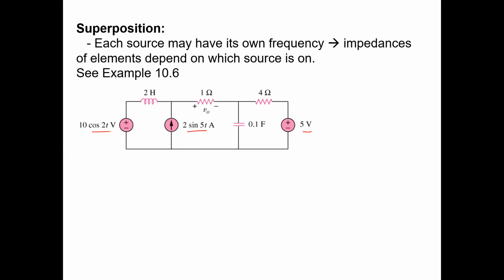And when the frequencies are all different, that means we have a different omega for this source versus this one. This could be omega 1, omega 2, and this is an omega 3 really, which is 0. And that affects the impedance of all these devices, right? So this is J omega L, but it's J omega 1 L for the response to this sinusoid. The response to this sinusoid is going to be J omega 2 L, and the response to this one is going to be just, well, what is the inductor? It's a short circuit, right? It's just going to be 0, omega 0.